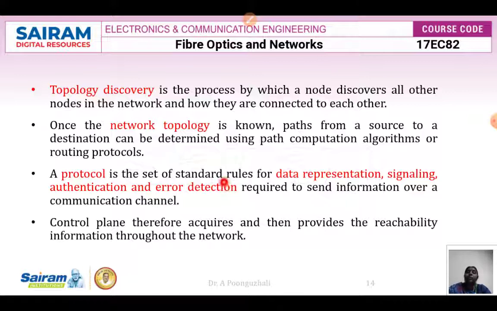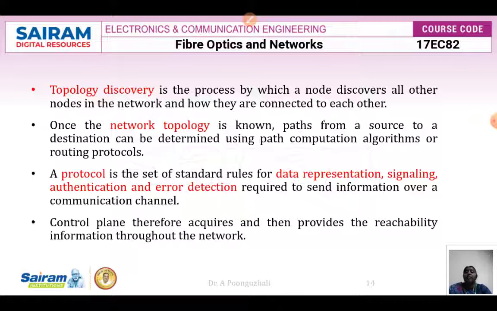Once the network topology is known, we can find the number of paths from the source to the destination. The number of paths can be determined by using a path computation algorithm or a routing protocol. We know that the basic definition of a protocol is a set of standard rules for data representation, signaling, authentication and error detection. With the help of this protocol, it is possible for us to send information over the communication channel.